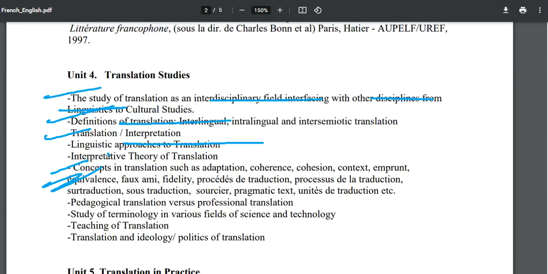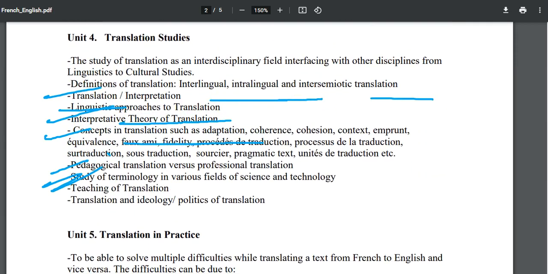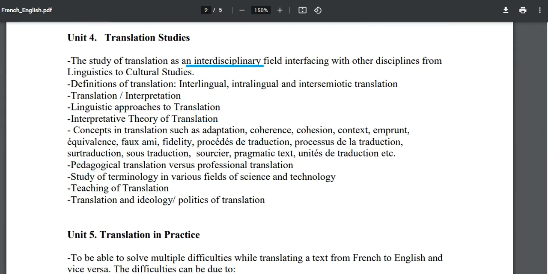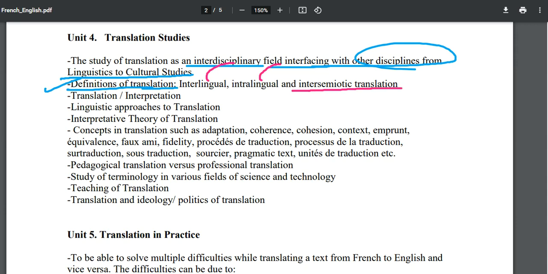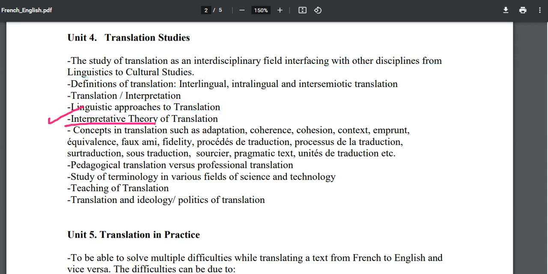Then Unit 4, translation studies: the study of translation as an interdisciplinary field interfacing with other disciplines from linguistics to cultural studies. Definitions of translation, how interlingual, intralingual and intersemiotic translation is done. Then translation and interpretation, linguistic approaches to translation, and the interpretive theory of translation.